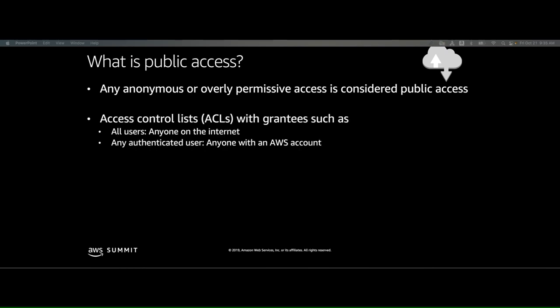So access control list with grantees such as all users, anyone on the internet, that is also public access, right? Any authenticated user, anyone with an AWS account, is too permissive. Too permissive. And that's not good. Remember, that's one of the best practices in terms of security in AWS: always follow the principle of least privilege. You only provide users the access that they need for the job, and only that, nothing else. So that's very important to understand.